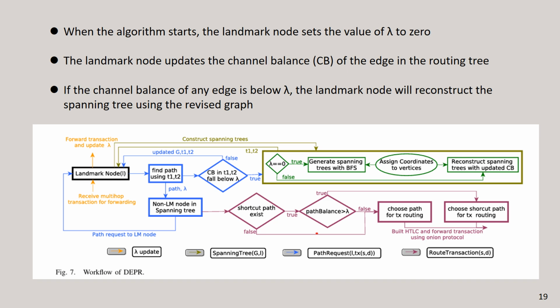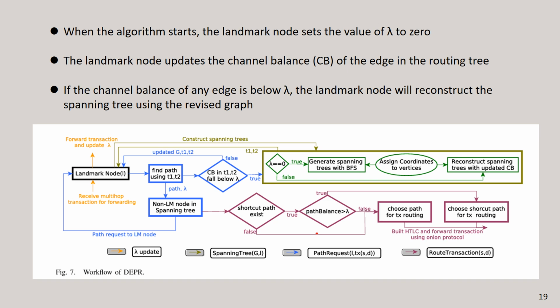Simultaneously, the landmark node updates the channel balance CB on the edges of the routing tree. Channel balance monitoring: if the channel balance on any edge is below lambda, the landmark node will rebuild the spanning tree using the revised graph. The channel balance on edge UV is updated based on lambda with each path request. Routing for non-landmark nodes.